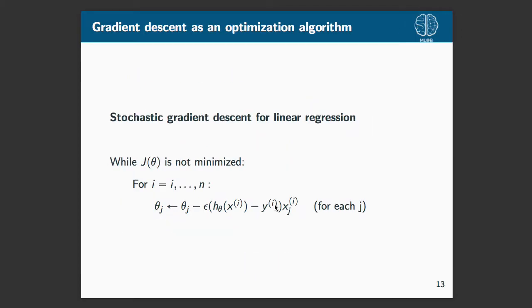So a lot of machine learning algorithms can be framed as an optimization problem. And in this case, for linear regression, we have the following thing. While J of theta is not minimized, for each training point that I have, update the parameters in this way for each j, 1 through p. And that's stochastic gradient descent for linear regression. And it's stochastic because I'm using one point at a time. For each i from 1 to n, I'm going through each point one by one and updating my parameters until J of theta reaches some minimum.